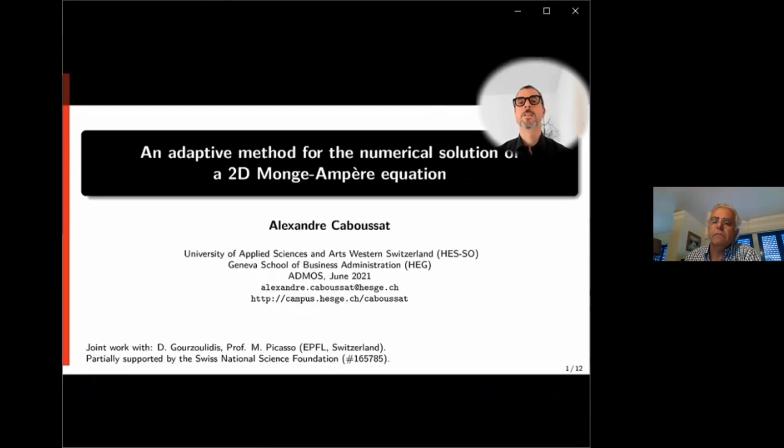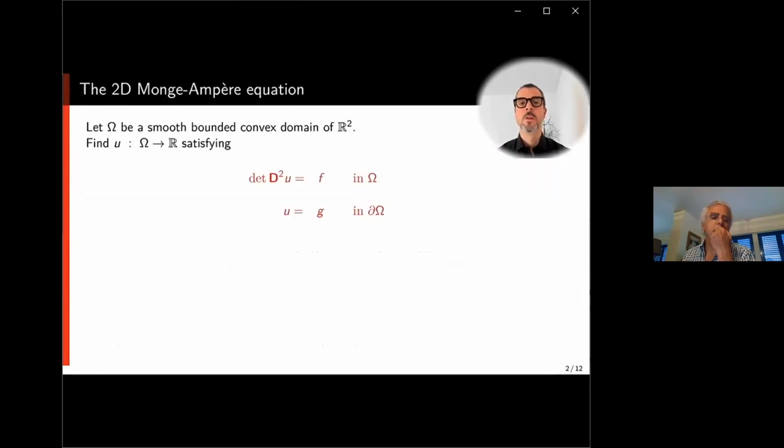I present an adaptive method for the numerical solution of a 2D Monge-Ampere equation. This is joint work with Dimitrios Gozolidis and Marco Picasso from EPFL and funded by the Swiss National Science Foundation. The 2D Monge-Ampere equation is an example of a fully nonlinear equation. Considering here a domain omega in R2, we're looking for a function u such that the determinant of its Hessian is given by data f with boundary conditions.